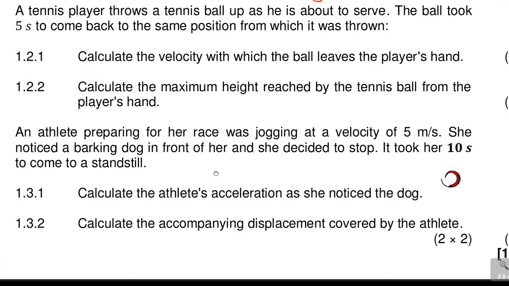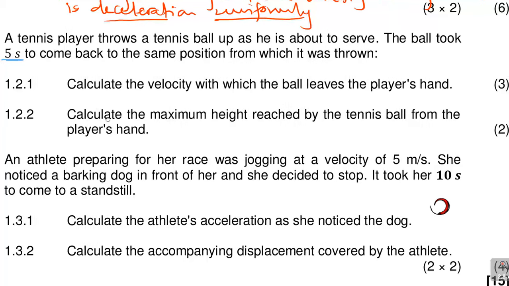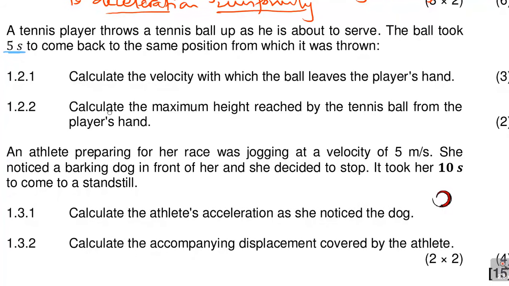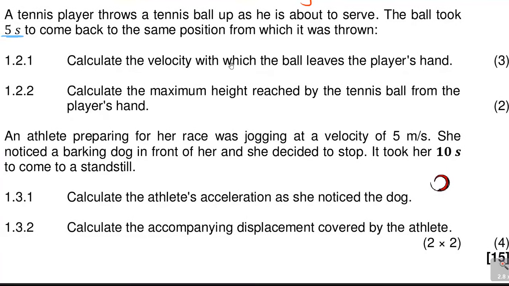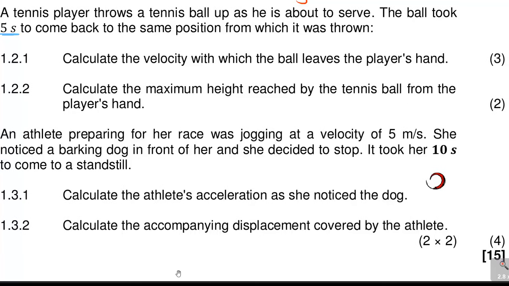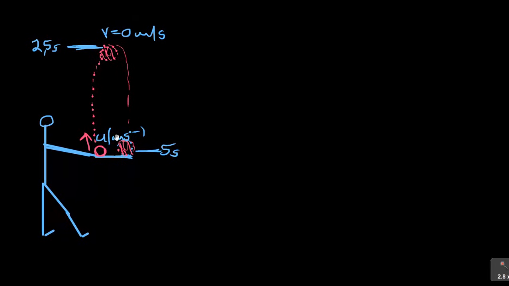Now the question here, let's read again. A tennis player throws a tennis ball up as it's about to serve. The ball took 5 seconds to come back to the same position from which it was thrown. So here we are also assuming that there is no air resistance. We are neglecting, or we are assuming a lot of things. Question 1.2.1, calculate the velocity with which the ball leaves the player's hand. 3 marks. So we want to find the velocity at which this ball left the hand, meaning we want to find u in this case. That is what we're looking for.